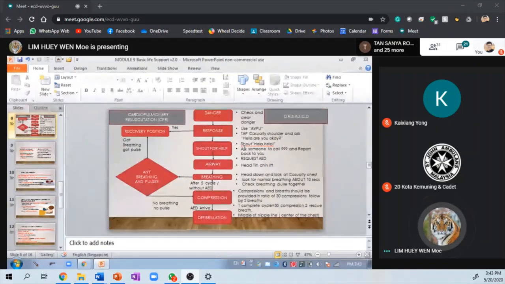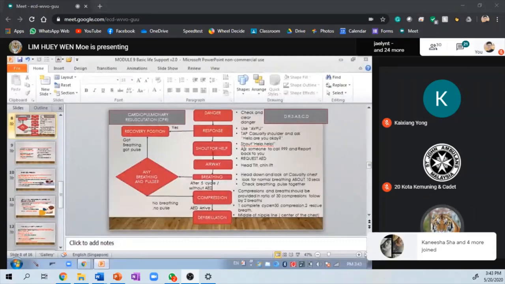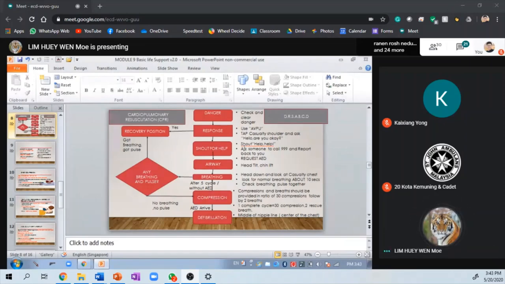Why you put your cheek at the casualty's nose is because our cheek is very sensitive. So if the casualty's breathing is very weak, then your cheek can feel the breathing. Then you must check the pulse by placing your fingers at the carotid pulse, which the previous class already taught. So you must look for normal breathing, not more than 10 seconds.